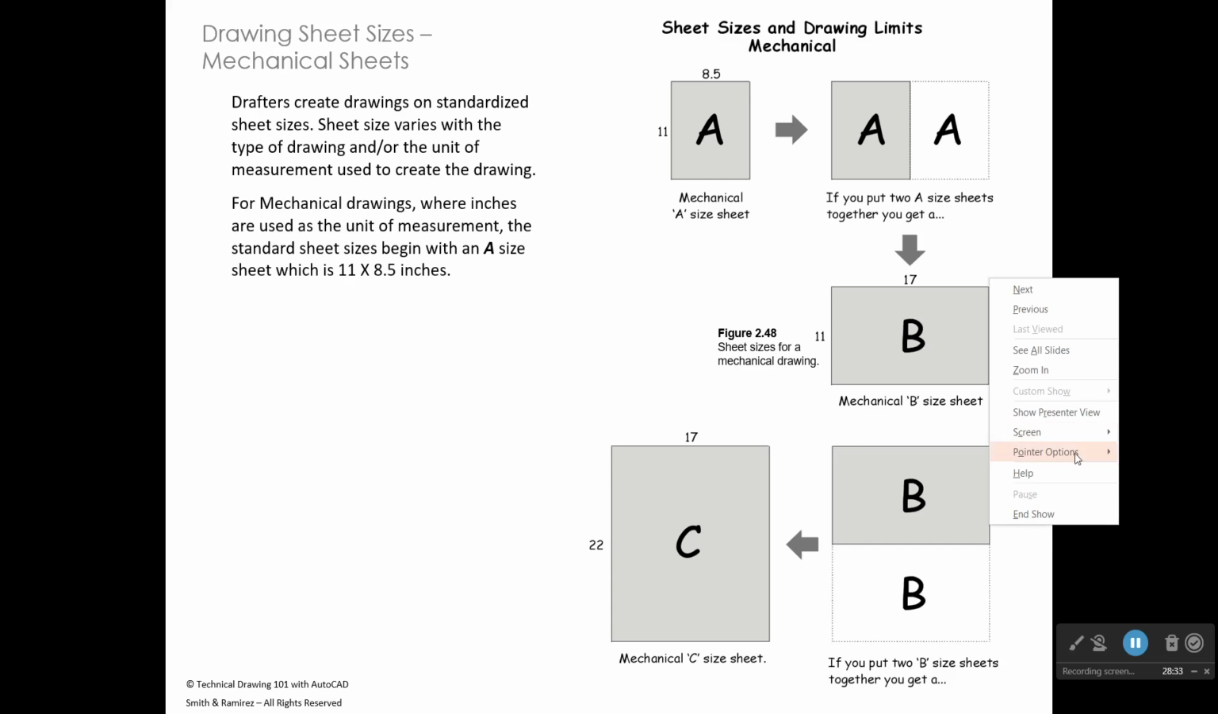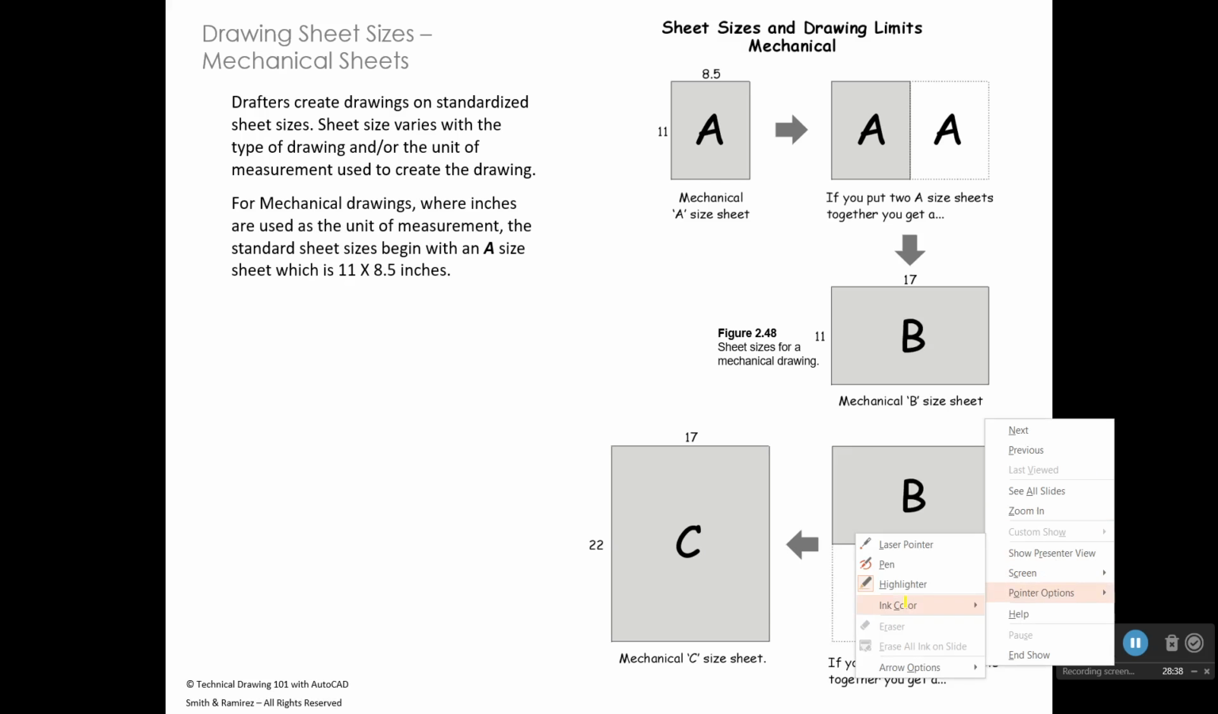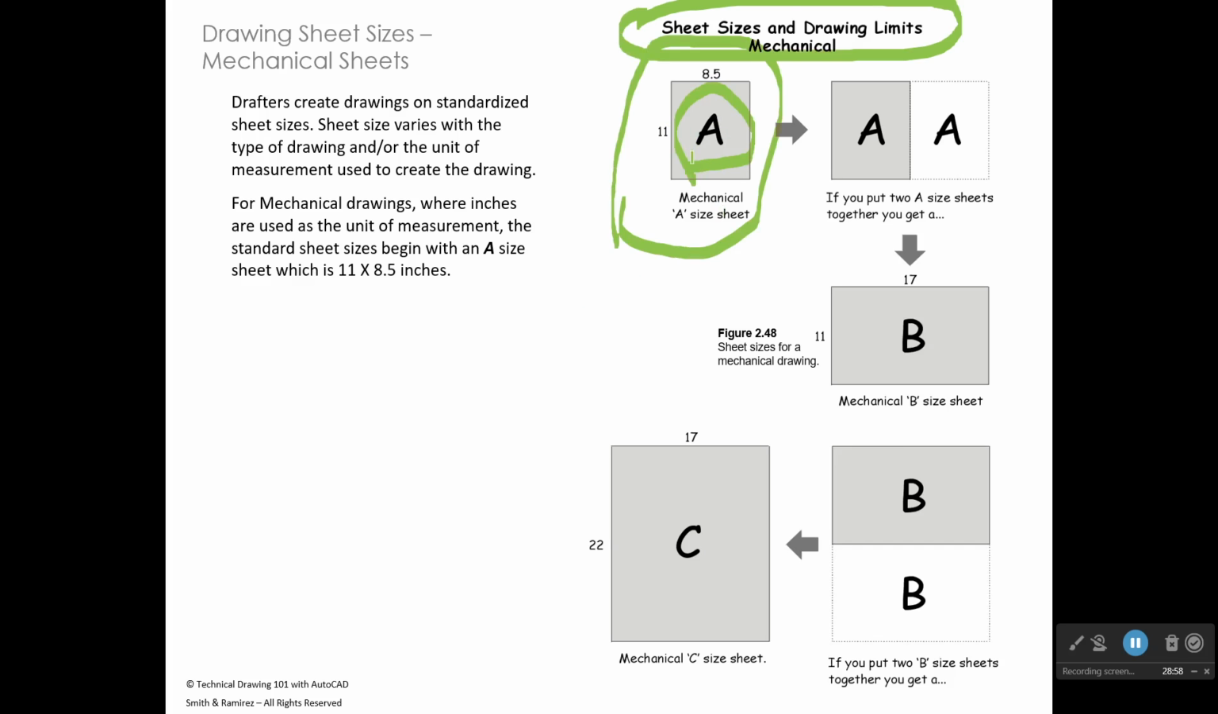But I do want to point out a couple of things in that chapter that are important. One of them is sheet sizes. I think we talked about this the other day, that a mechanical sheet size is 8.5 by 11 inches. If you can remember that that's the size of an A size sheet, then imagine that if you take one A size and put it right next to another A size and join them into one sheet, that would make a B size sheet.